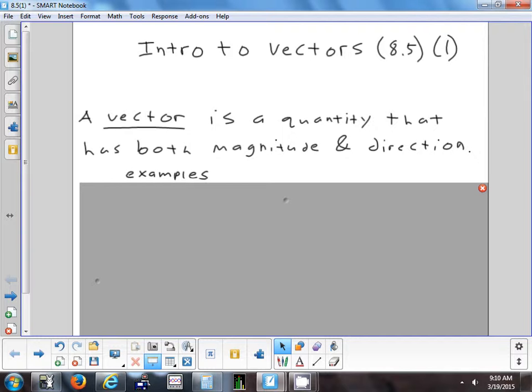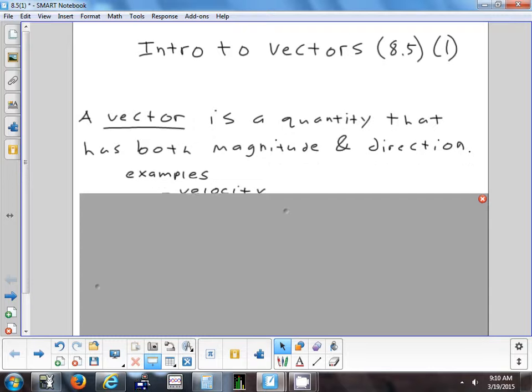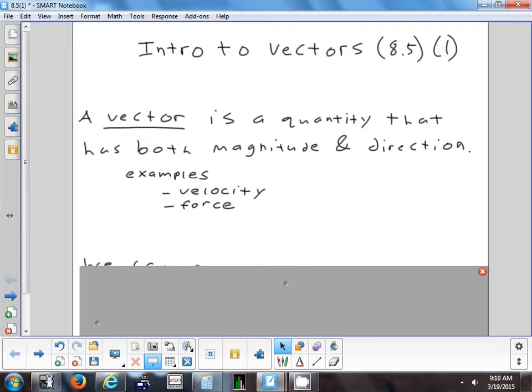What else besides velocity? Acceleration. All right, so acceleration has a direction to it, and it has a numerical component as well, which is how fast you're accelerating. Force. And force, that's an example. So you might be pushing on an object, but you also might push on it at a certain angle. Displacement. That's all kinds of examples. Anything that has a direction to it and a magnitude.